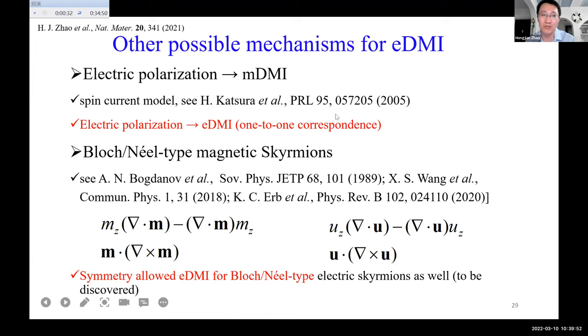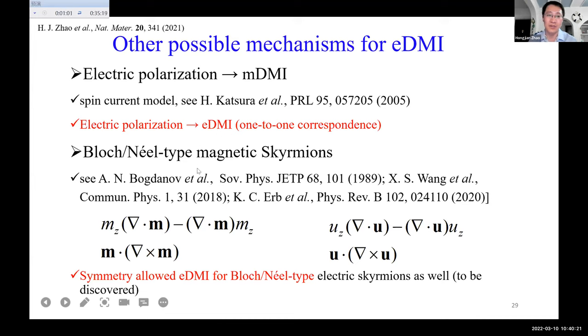In the year 2005, there was some work, the spin current model. In that work, it was said that the electric polarization can give rise to the magnetic DMI. Then, based on the one-to-one correspondence between electric DMI and magnetic DMI established by our work, we can deduce that the electric polarization can lead to the electric DMI.